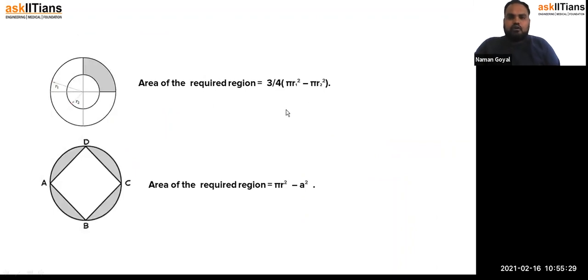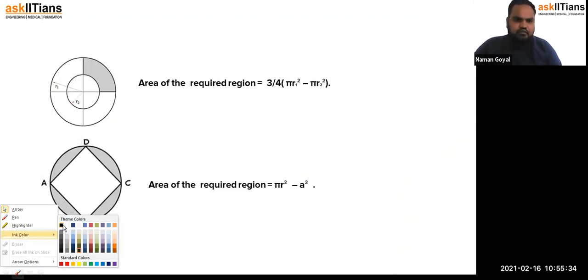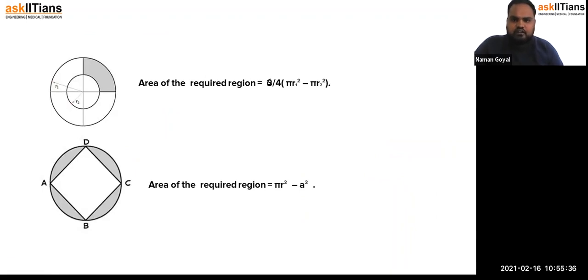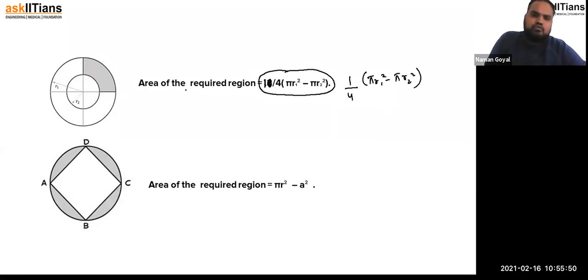Now see, there is a mistake in this slide. This quantity is not 3, this is 1. Basically this can be written as 1 upon 4 pi r1 square minus pi r2 square. Now the question is asking for this area, right?